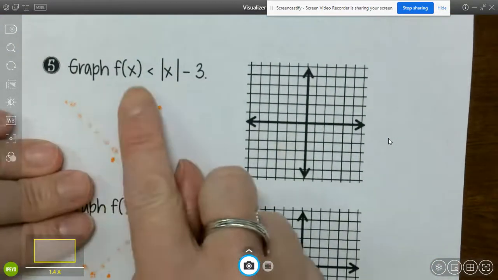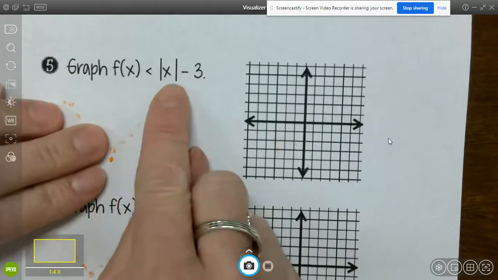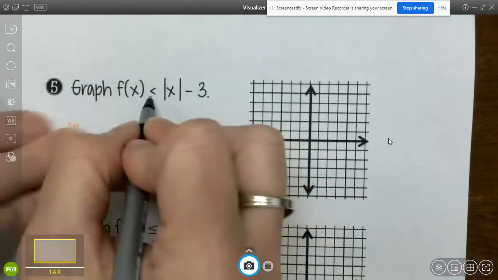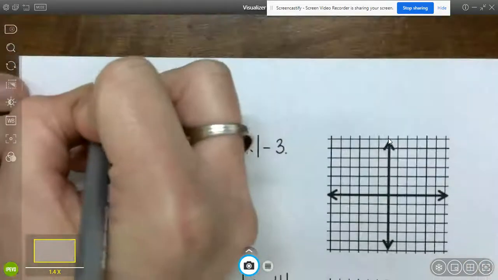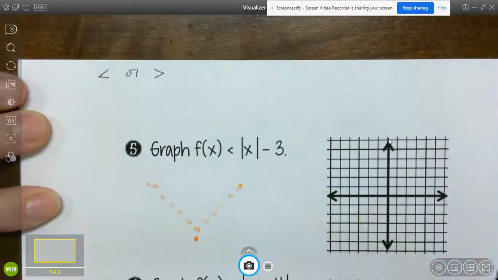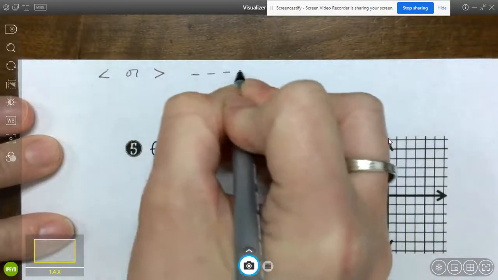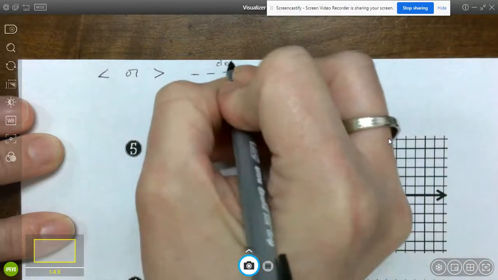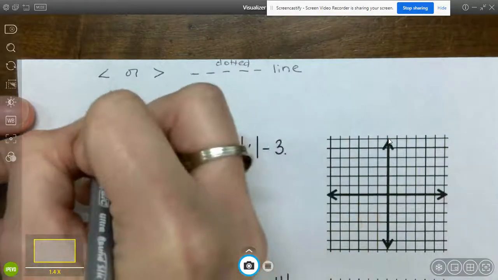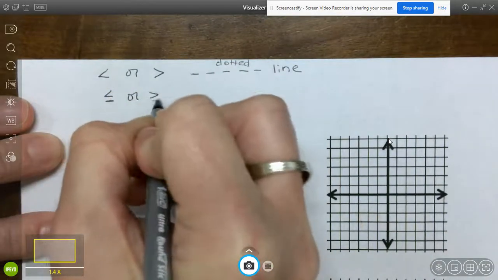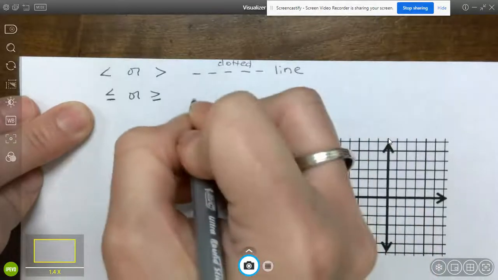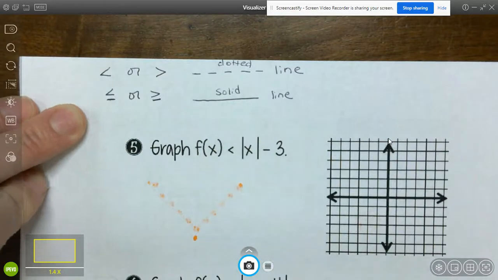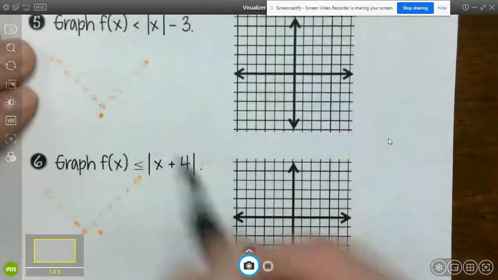All right. Graph f of x is less than the absolute value of x minus 3. Now there's a couple things I want to tell you before we get started. If you have a less than or greater than sign, when you graph it, you're going to graph with a dotted line. Dotted line, okay? So I'll write here, dotted line. If you have less than or equal to, or greater than or equal to, so if they add that equal to in there, then you're going to graph with a solid line. Okay? Solid line.